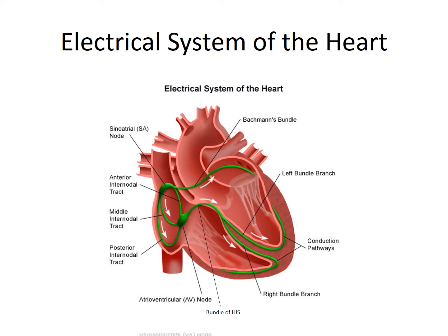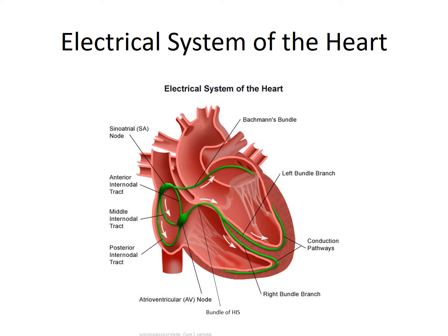So let's look at a normal rhythm. What's going to happen is the SA node is going to depolarize, and that charge is going to be carried right down through Bachmann's bundle, and also through the anterior, the middle, and posterior internodal tracts. Now that is the stimulation that is going to give you atrial contraction.